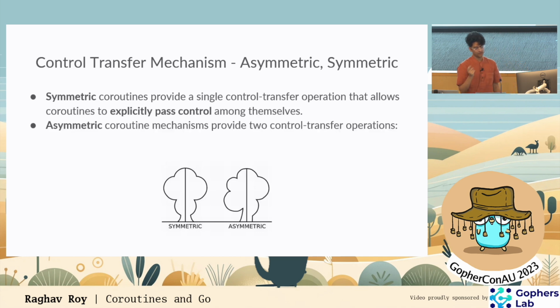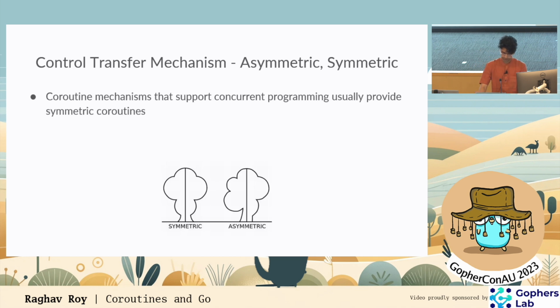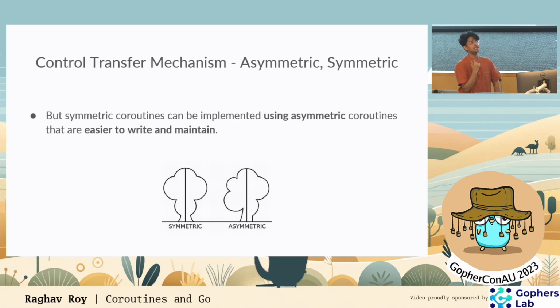But we are interested in asymmetric coroutines, where you have two control transfer operations, something that we already talked about, which means there is one that invokes or resumes the coroutine, and one that suspends or yields the coroutine, and you can yield back to its caller. The latter returns the control to the invoker. Coroutine mechanisms that are used for concurrent programming usually provide symmetric coroutines, and when you have something like generating sequences of values, like generators or iterators, you have asymmetric coroutines. But the good news is that we can actually emulate or implement symmetric coroutines using asymmetric coroutines, and they are way easier to write and maintain.